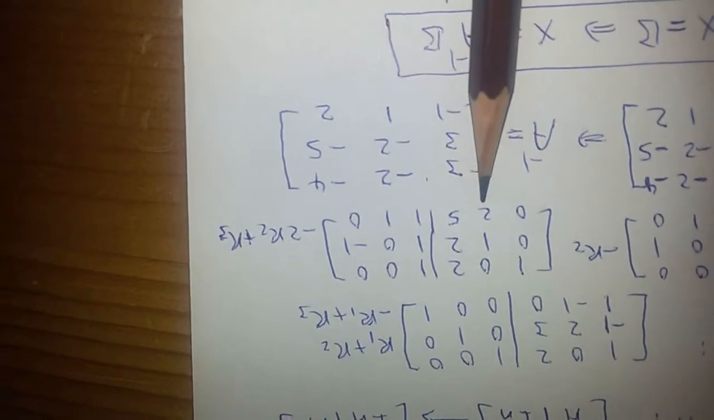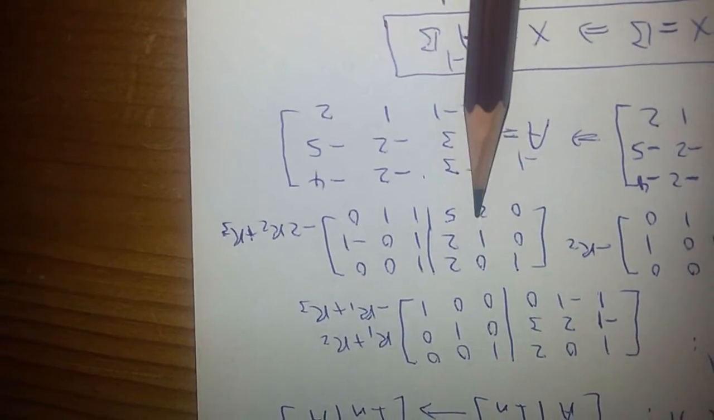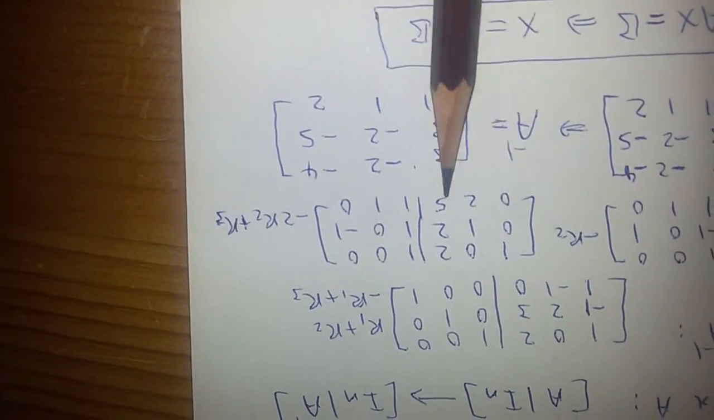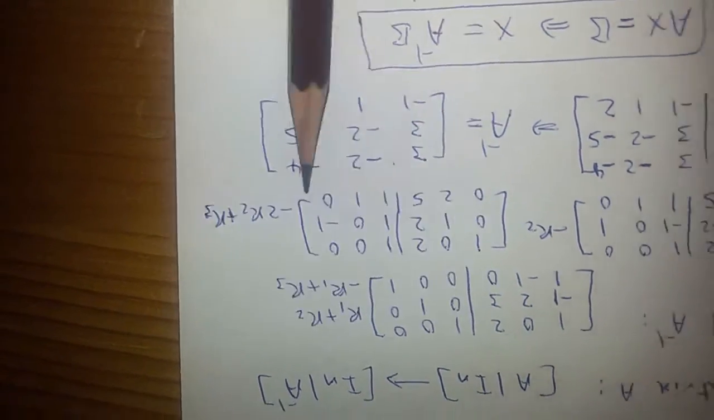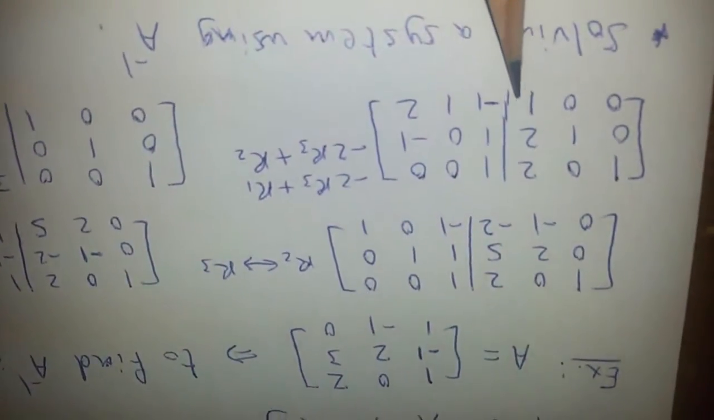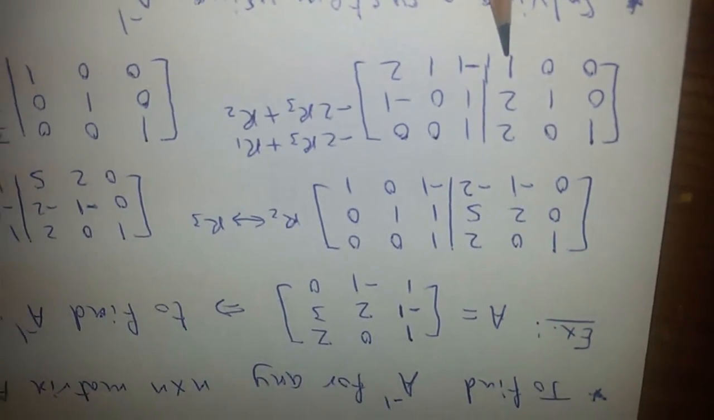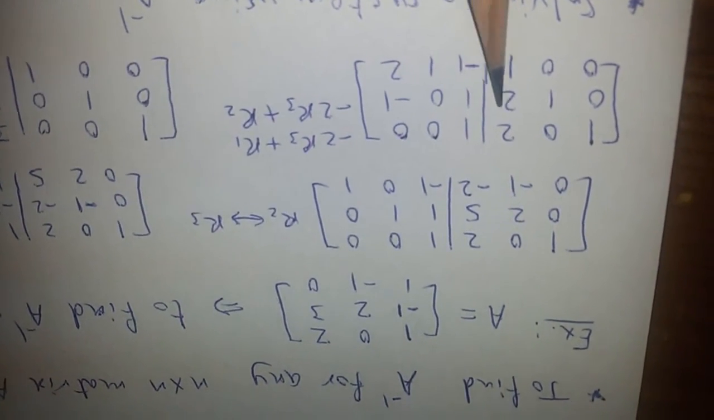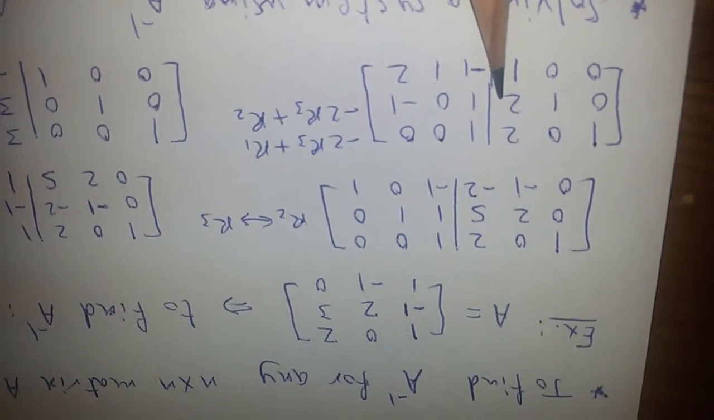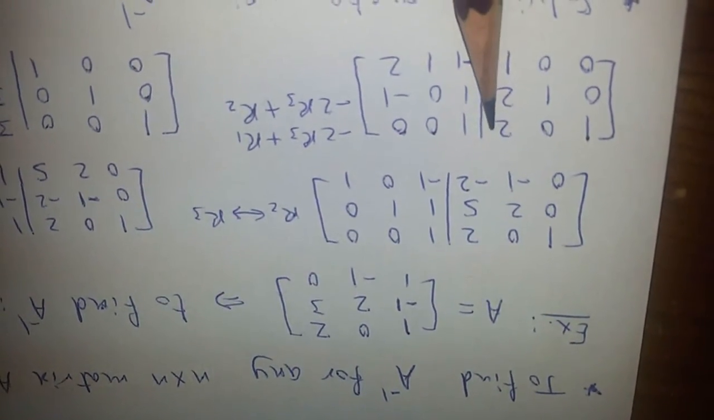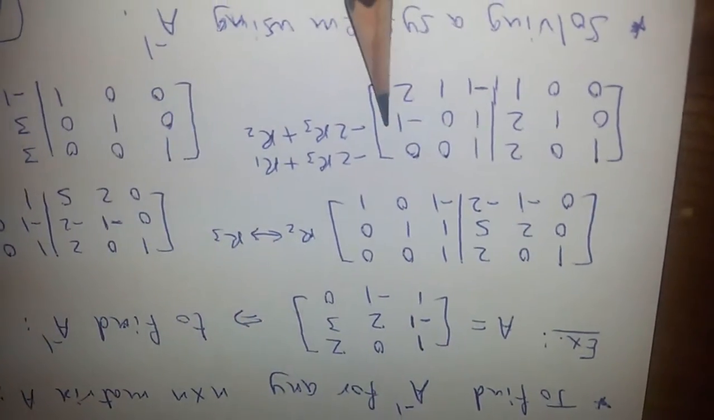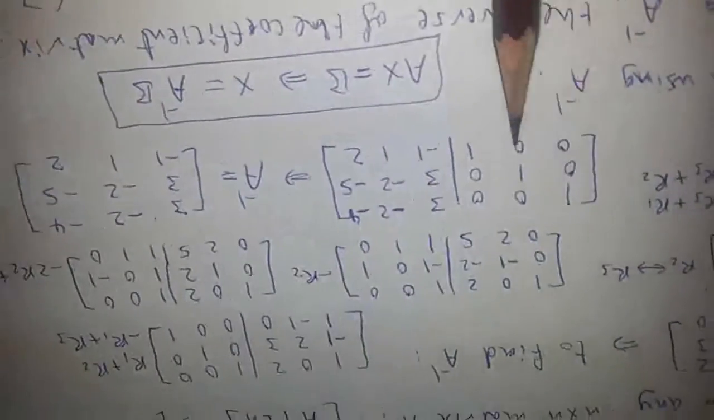Now use it to change these two numbers to zeros. This is 0 already, so I need to change this to 0. Negative 2R2 plus R3 will make this 0. So this row will be changed. And now this is 1. We are lucky to have this as 1. So we just use it to change these two numbers to zeros. Negative 2R3 plus R2 and negative 2R3 plus R1 will change these two zeros, and will also do some changes here. So we will get to this matrix.